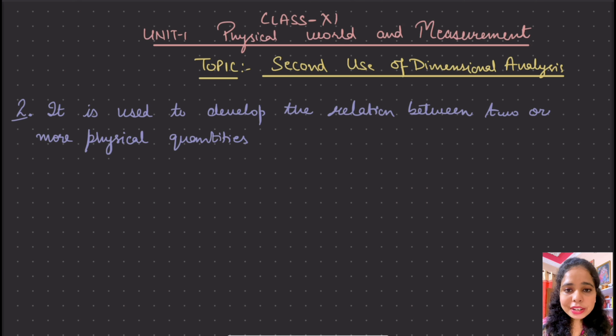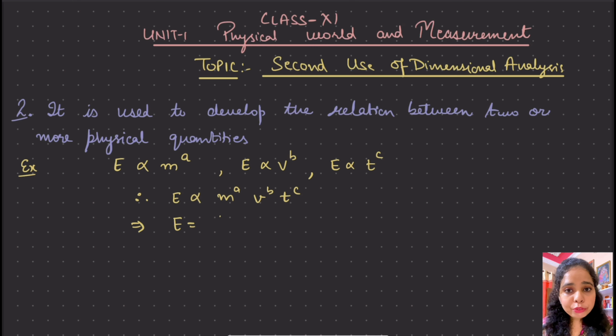Let us say we have energy which is dependent on mass, velocity and time. We have to develop the relation between energy, mass, velocity and time with the help of dimensional analysis. So as I said, energy is dependent on mass. We can write E is proportional to m raised to power a. Similarly, energy is dependent on velocity. Therefore, we can write E is proportional to v raised to power b, and E is proportional to t raised to power c. Now we will combine these factors and we have E is proportional to m raised to power a, v raised to power b and t raised to power c. Here we have a sign of proportionality.